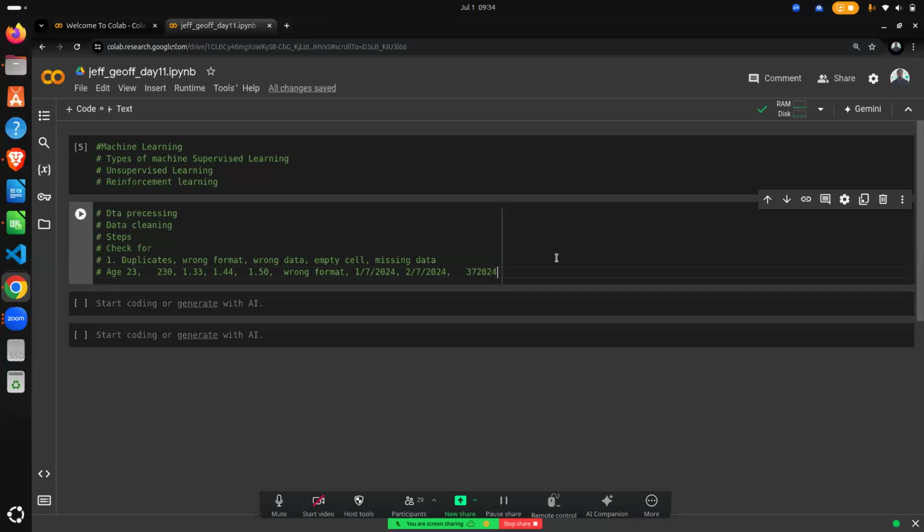What is going to come into your mind? Hello, please speak up. It's an integer. Okay, it's not an integer. I think it's the date, but it should be the 3rd of July, 2024. The format is wrong, right? Yes. So here you're going to deal with wrong format.